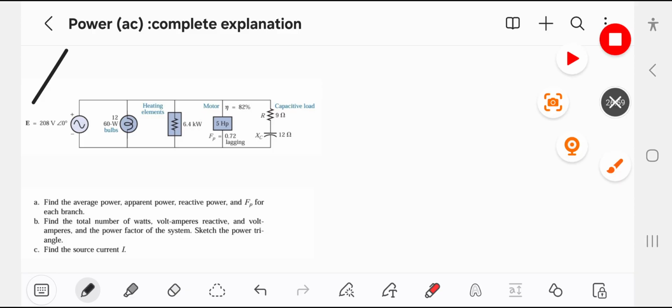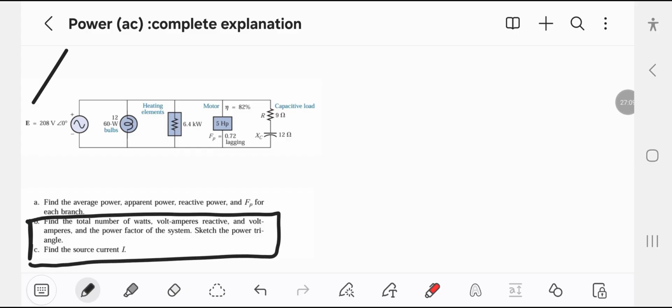So now we have got these two parts. These two parts will be discussed in the next video, because we need to minimize the size of the video, so we will discuss this in the second part.